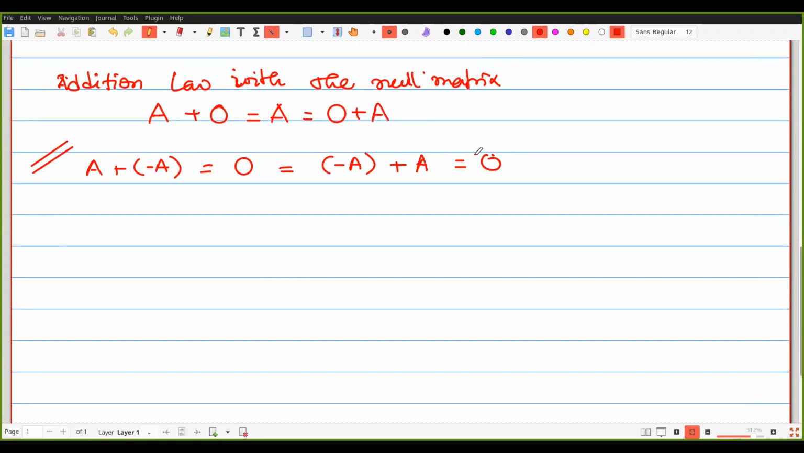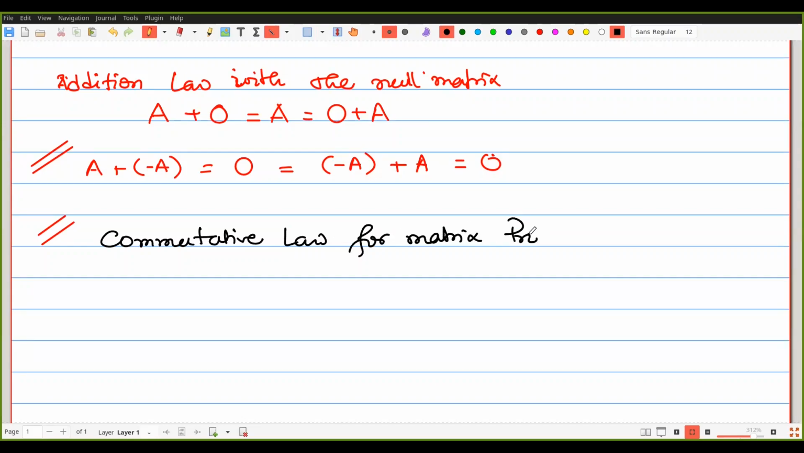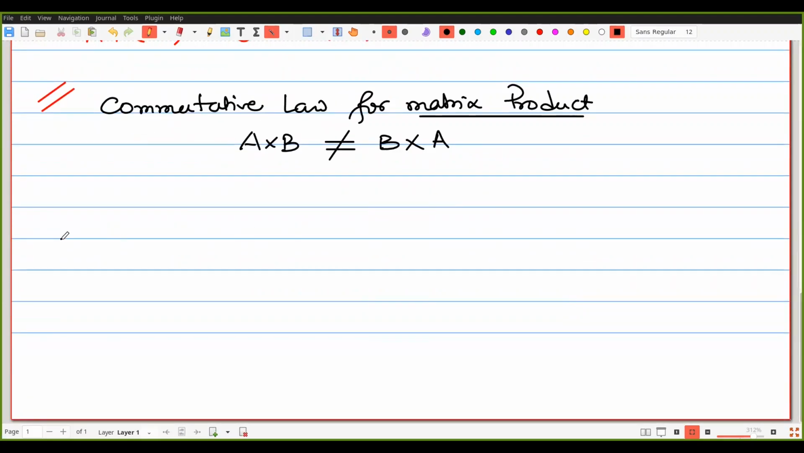Another important property is the commutative law for the matrix product. We know that matrix multiplication, or the product of matrices, does not follow the commutative law. That means A cross B is not always B cross A. So matrix product does not follow the commutative law, as you have already seen. There are two other properties. Then the associative law for the matrix product.